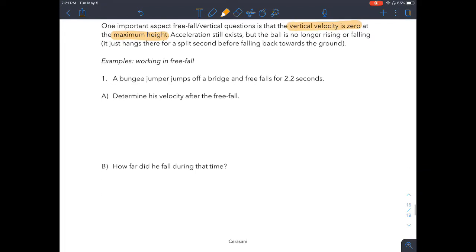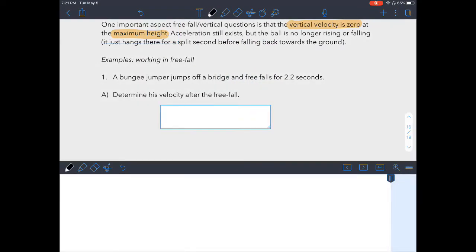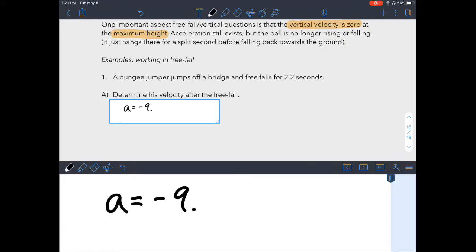Okay, so let's do a couple examples. Just see how this works. We've got a bungee jumper jumping off a bridge, free falls for 2.2 seconds. We want to know the velocity after the free fall. So again, these questions are not going to tell you, but you always know the acceleration, negative 9.81 meters per second squared. Always know it. It's not going to tell you in the question, so it's important that you remember that you know it.